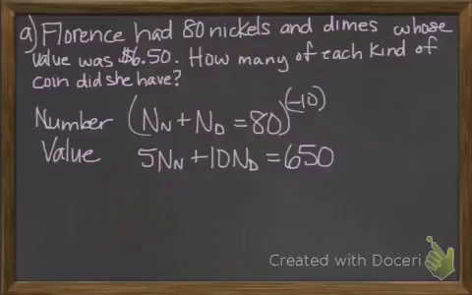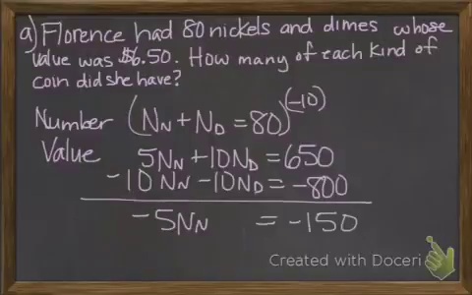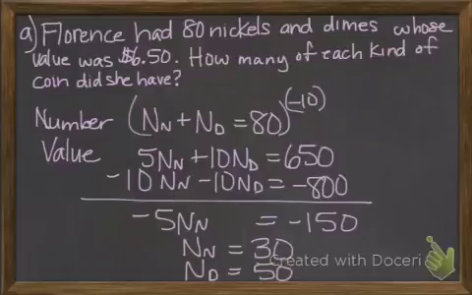So we can solve this many ways. We'll solve this one using elimination. So we'll multiply everything by negative 10. So we get negative 10 n sub n minus 10 n sub d equals negative 800. And then we'll add. So we get negative 5 n sub n equals negative 150. So the number of nickels is 30. If the number of nickels is 30, then the number of dimes has to be 50 because there are 80 total coins.